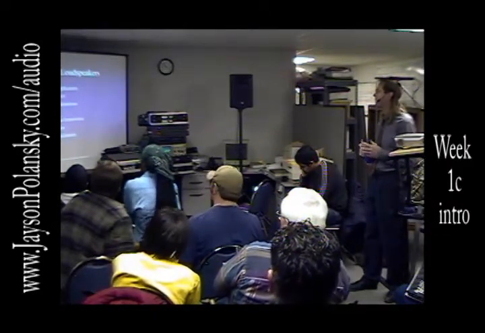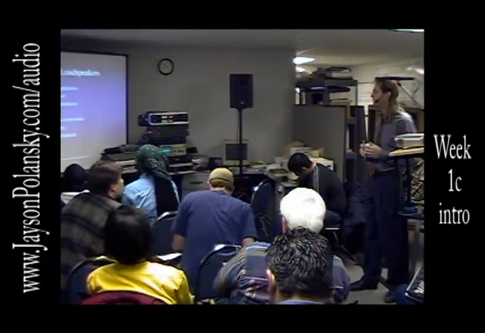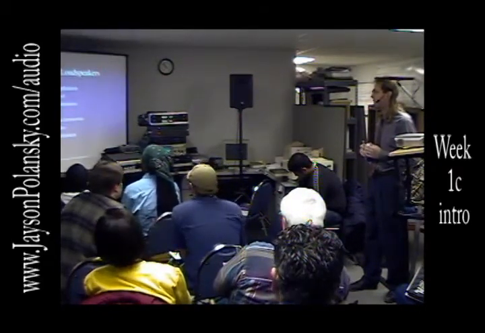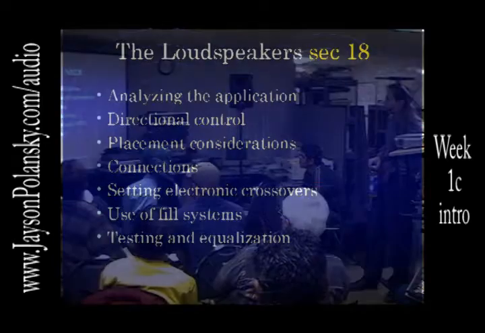We'll delve into the loudspeaker again, and we'll talk about its directional properties. You don't hear sound out of the back of the speaker, or you do, but it sounds totally different. We'll talk about that, and we'll get an understanding on that. And at the bottom there, we'll talk about testing and equalization.